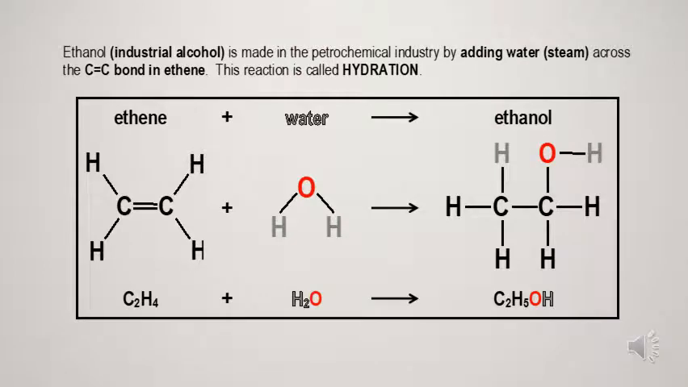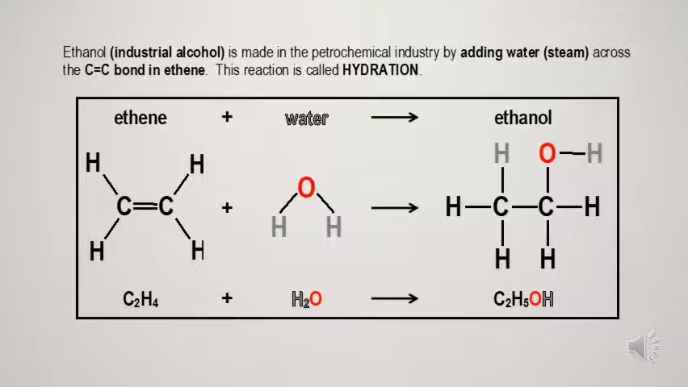In addition to fermentation, ethanol can also be made in industry using ethene as a feedstock. So ethanol, or industrial alcohol, that's what we call it when it's made in industry rather than by fermentation, is made in the petrochemical industry by adding water, or steam, to the double bond in ethene. This reaction is called hydration.